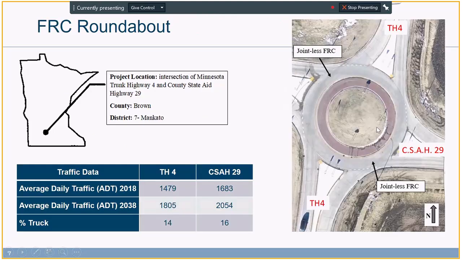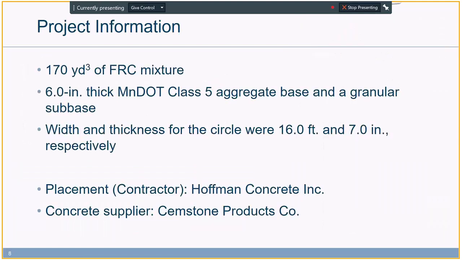So as I mentioned, the roundabout was placed close to the city of Sleepy Eye in southern Minnesota at the junction of Trunk Highway 4 and County State Aid Highway 29. Here I have the traffic data that was used for the design of the project, and some more details about the project.